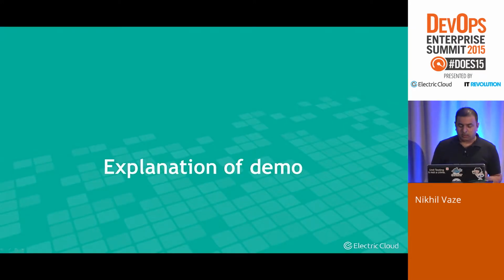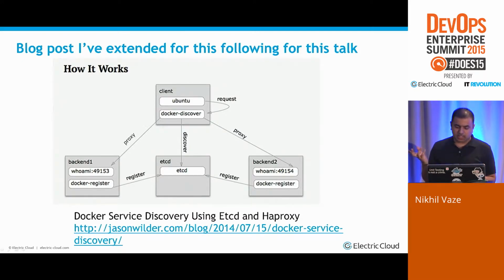So let me go over the demo that I'm going to show, first in slides, and then I'll go through it via the web browser. I want to give a shout out to Jason Wilder. I've never met this person, but I also talked about his blog post last year. And the link is over there, and this is the architecture that he's going over. Briefly, there's a client, and that runs HAProxy, right? And your users talk to that client.